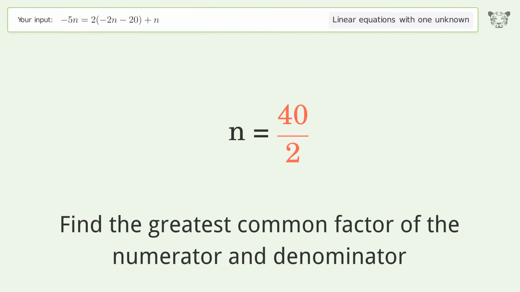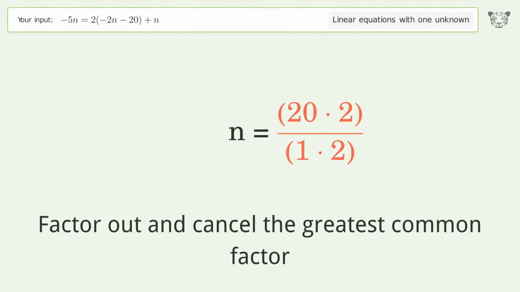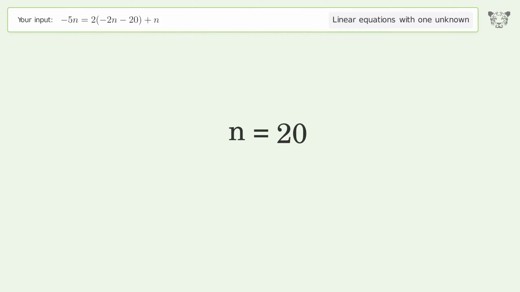Find the greatest common factor of the numerator and denominator. Factor out and cancel the greatest common factor. And so the final result is n=20.